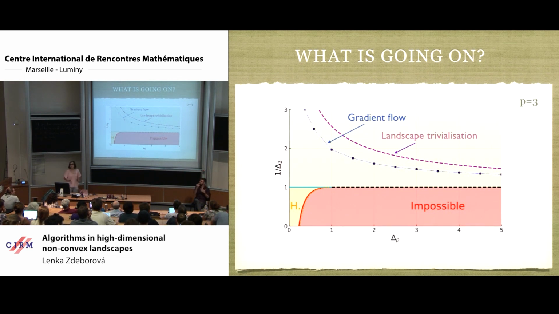And here is another surprise. This landscape trivialization line is not describing what the gradient flow is doing. The gradient flow is actually working also in this region, where we can prove that there are spurious local minima, and it's happily ignoring them. So how is that possible? This kind of trivial cartoon explanation is wrong. It's not working, at least in this model. So what is going on? What is the right cartoon explanation for what's going on?